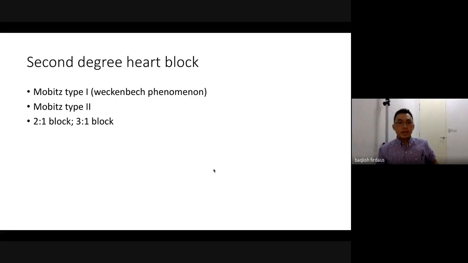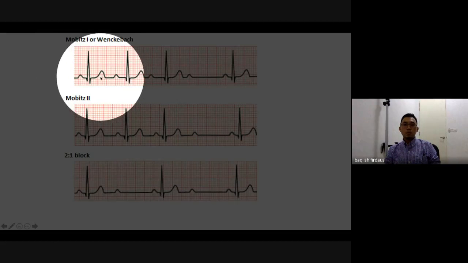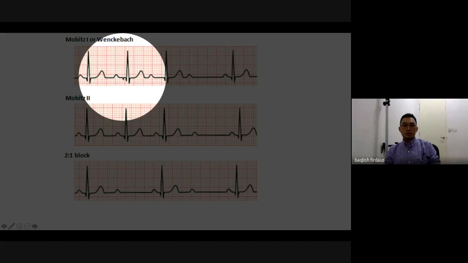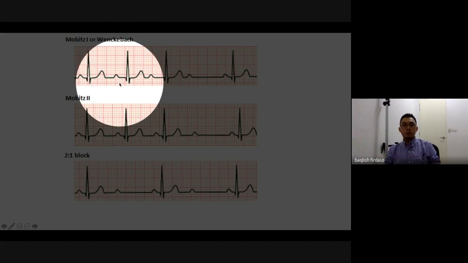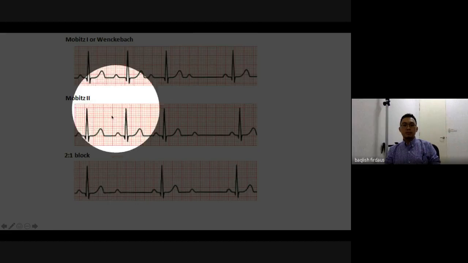Then also second degree heart block. Second degree heart block can be further divided into Mobitz type 1, with Wenckebach phenomenon, or Mobitz type 2. In Mobitz type 1, there will be a prolongation of the PR interval, then the subsequent PR interval will be longer than the initial PR interval. Then after that, there will be a dropped beat, then it will repeat again.